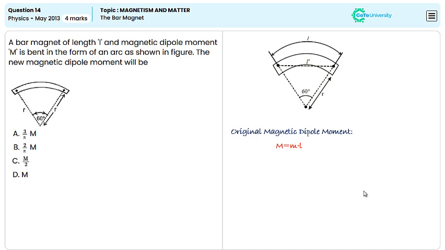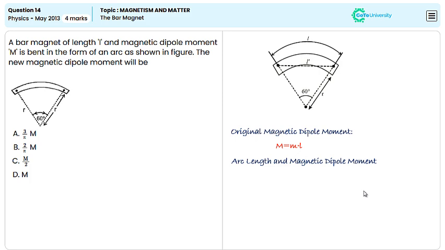is defined as M is equal to m into L, where small m is the pole strength and L is the length of the bar magnet. When the bar magnet is bent into an arc of 60 degrees, the effective length between the poles changes. Since the magnet forms an arc, we need to determine the effective distance between the poles along the arc.